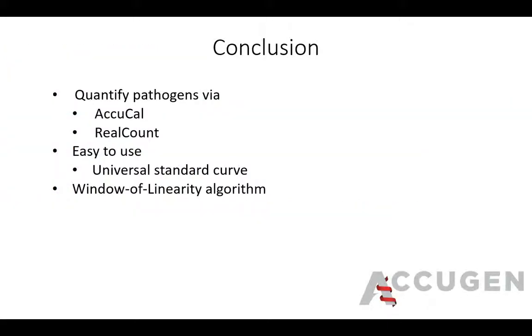In conclusion, you can quantify pathogens easily via Accugen and RealCount. It acts as a universal standard curve for multiple sets of genes. Accugen is not dependent on amplification efficiencies, and the way to calculate gene efficiencies is more accurate via the window of linearity algorithm. For further information, feel free to contact us.